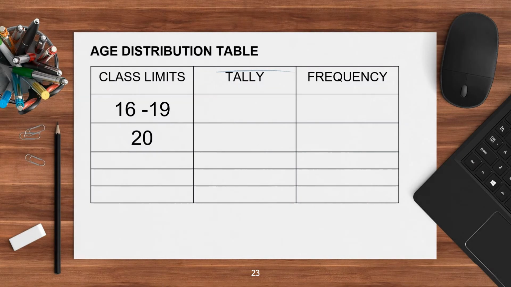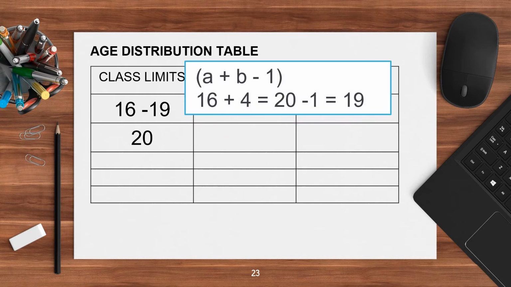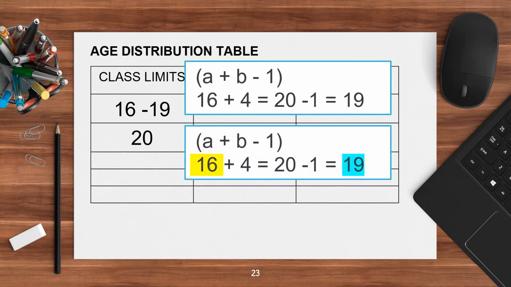So how are we going to distribute the different ages, or what we call class limits, in an age distribution table? First, we follow the formula A plus B minus 1. So A will be the lowest age of the participants, plus 4, which is our class width, that will equal 20, minus 1 equals 19. You see that? We have 16 there and 19 there.